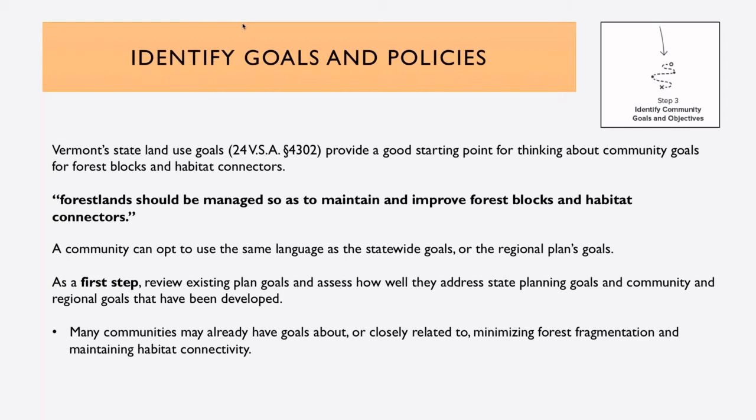But as a first step, review your existing plan goals and assess how well they're addressing this state planning goal. And you may already have goals that exist that relate to forest or wildlife. And so you may want to look at those. And they may relate to minimizing forest fragmentation or maintaining habitat connectivity already. So do a quick assessment. Is your goal already adequate, or do you need to refine it so as to meet the intent here of this new overall state land use planning goal?